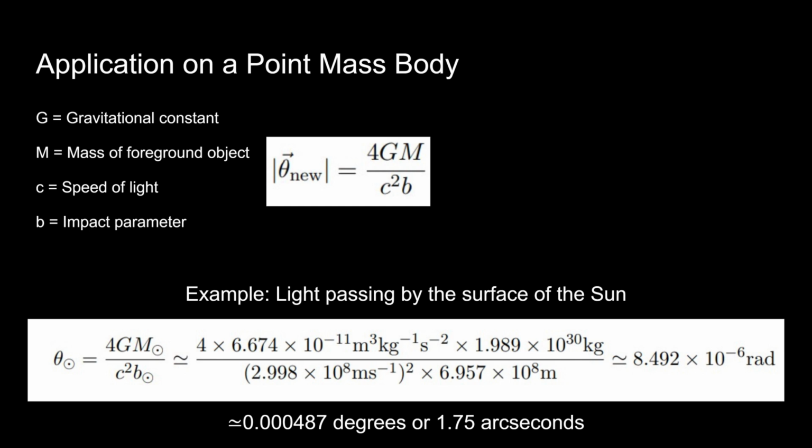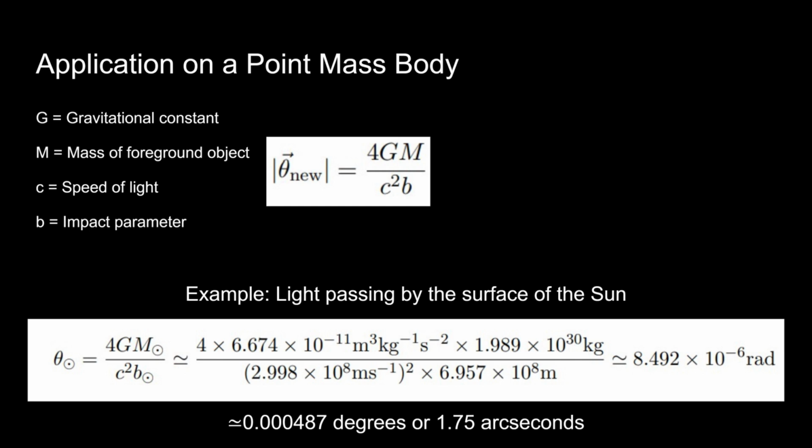So we have in the equation here, G being the gravitational constant, M is equal to what I wrote down as the mass of the foreground object, meaning what is going to be bending the light. c is the standard representation of the speed of light. And then b is the impact parameter. What this is, essentially, is where the light is passing in relation to the center of the mass of the object.